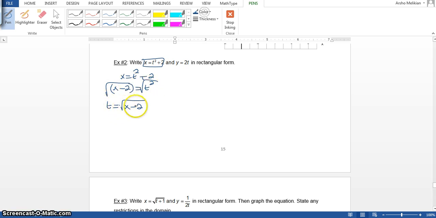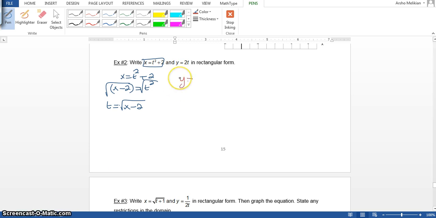Is there a reason why you took the positive? Yes, we want the positive values for t. Wait, would it be minus 2? So I said it's plus. I thought I saw you break the last one.